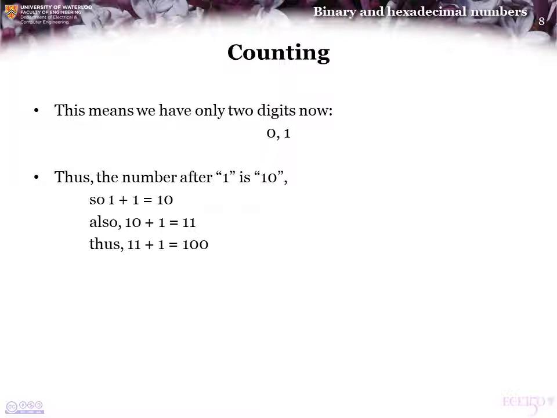So after we have counted one object, the next number is represented by 1 0. So 1 plus 1 is equal to 10, or 1 0. In binary, 1 0 plus 1 is equal to 1 1. And the next number after 1 1 is 1 0 0. I'm trying not to use the word 100 because 100 is the word we use to represent 10 groups of 10 objects.